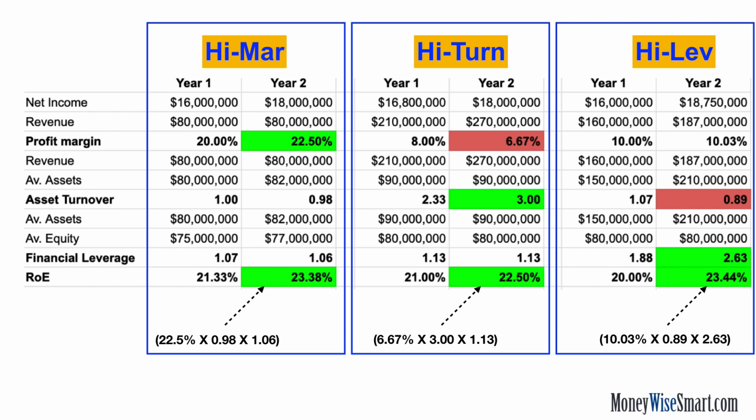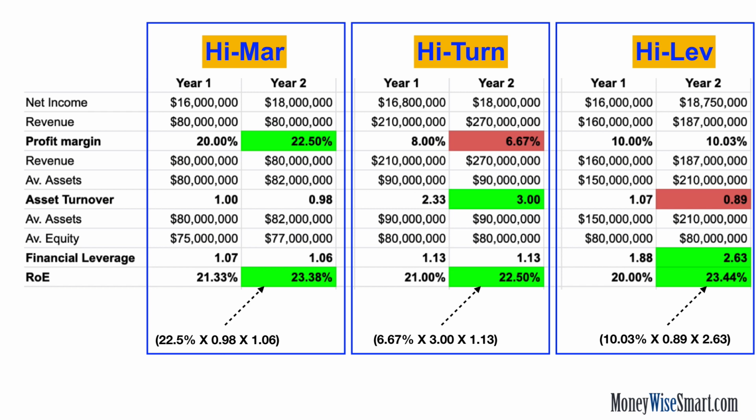So High Turn's asset turnover was already high at 2.33. Now it has gone up even higher. So the net profit margin has come down, but the asset turnover has gone up. And as a result, the return on equity has shot up from 21% to 22.5%. And here also we can see that the financial leverage has stayed around the same levels.